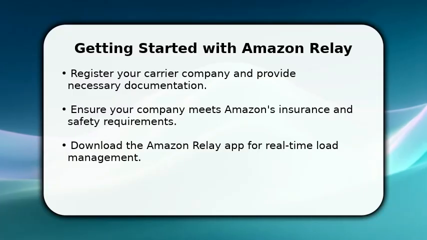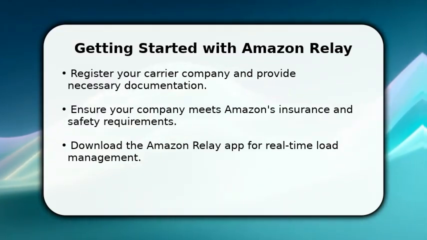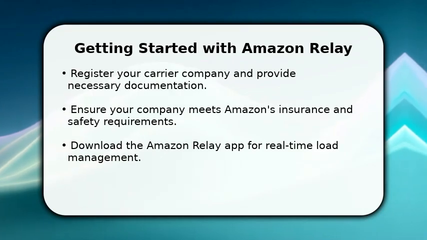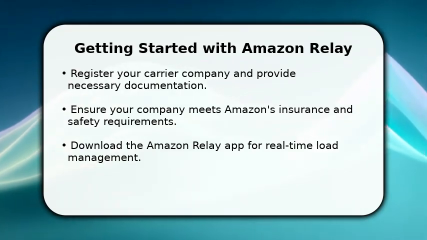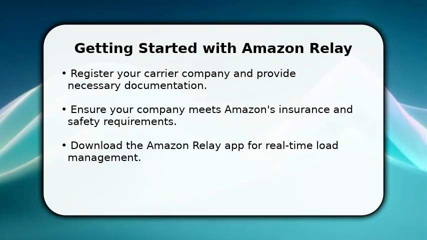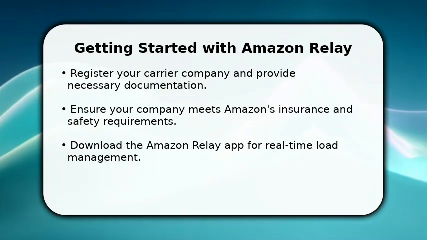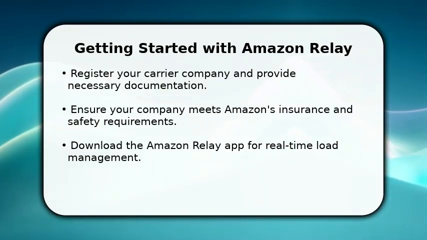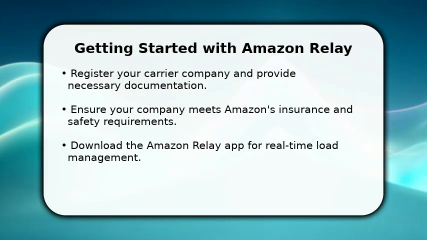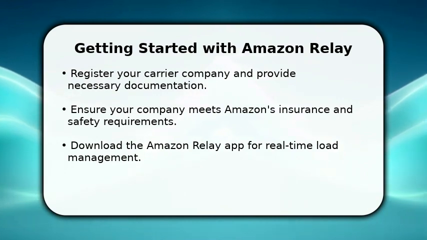Enjoy the video. In this video, I will explain how to use Amazon Relay. First, you will need to register your carrier company on the Amazon Relay portal. This involves providing essential business information, including your USDOT number and MC number. You must also meet Amazon's strict insurance and safety standards, which typically include $1 million in auto liability and $100,000 in cargo coverage. Once approved, download the Amazon Relay mobile application to begin managing your loads efficiently.